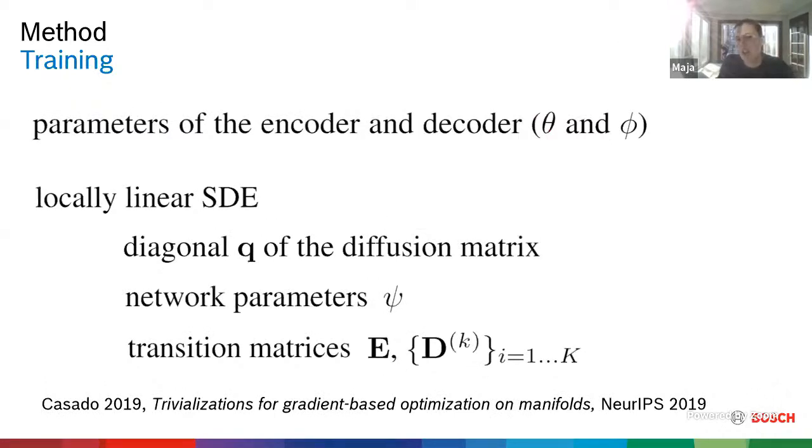For the f-CRU, the only difference is that the basis matrices, instead of being parametrized directly, are parametrized by diagonals, so the eigenvalues, and we need a set of orthogonal vectors E, which is basically the eigenbasis. And so we use a Python package by Casado for how to maintain these orthogonality constraints in E during training.